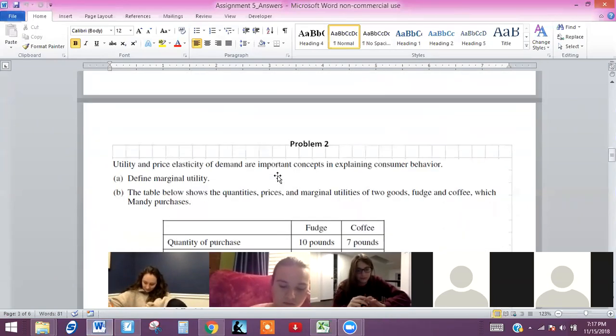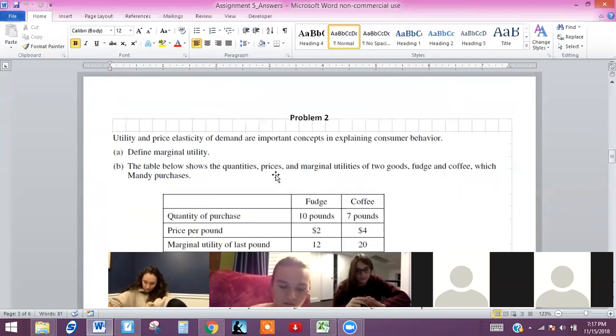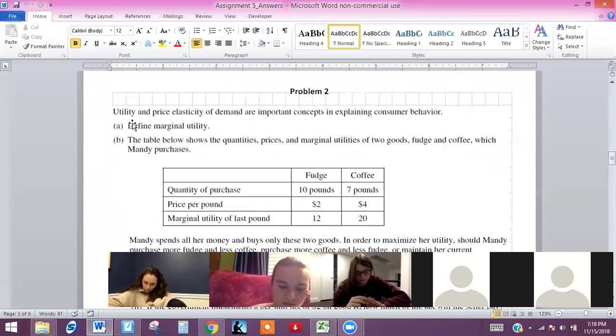Problem 2. We are looking at utility and price elasticity of demand here. And first of all, they're asking you to define marginal utility. And I'll let you do that on your own, because it's in the book, it's in the videos, and you should have no problem at all defining that. You guys are smart, so I'll let you do that.